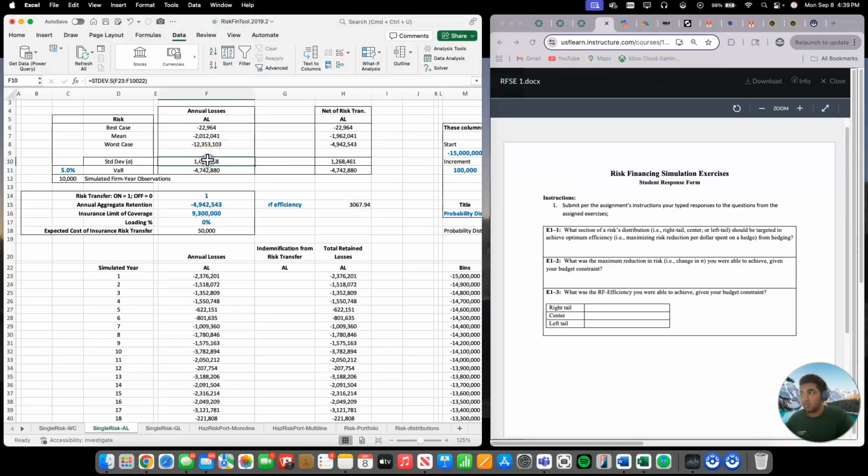Remember, it's this number minus this number. And it could be a different number for you. It's not going to be this number. But this number minus this one divided by 50,000 divided by 1,000. So 50,000 divided by 1,000 is 50. So this number minus this number divided by 50. And that's your RF efficiency for one of your tails. It just depends on which one you're doing right now. Whether it's right, which is your best case, your mean, which is your center, or your left tail, which is your worst case scenario.